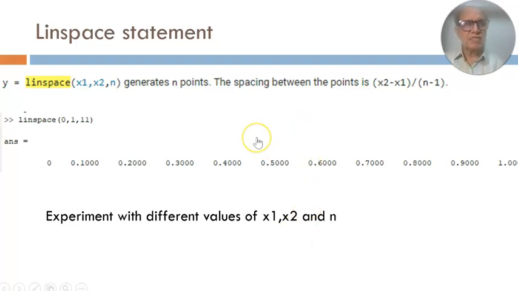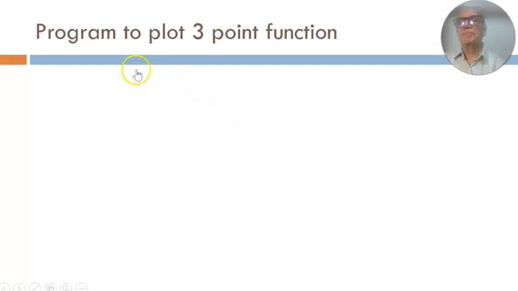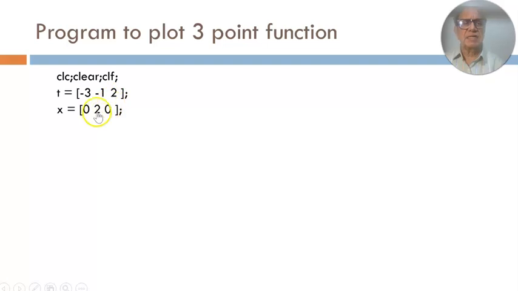Once we have understood this linspace statement, we are now going to write a program which will enable us to generate all the intermediate points for the time vector and also for the amplitude vector. All right. So this particular program is used to plot the 3-point function. That means my t vector has 3 values in it: first is -3, -1, 2. Understand that the signals are necessarily in the increasing order of time, so this vector will always be in the increasing order. Amplitudes, of course, could change any which way.